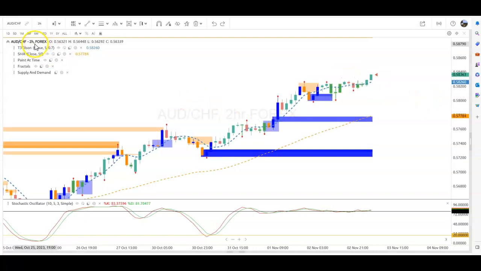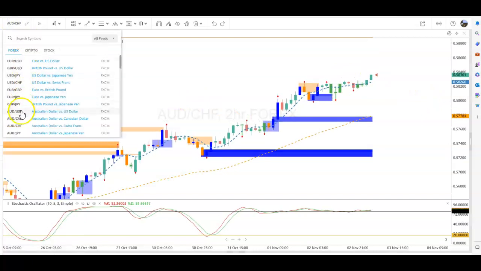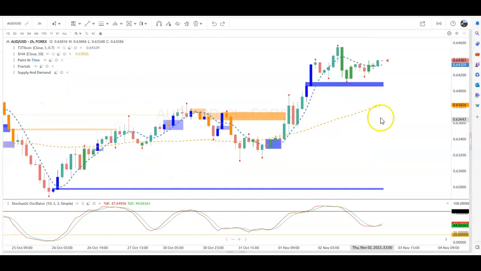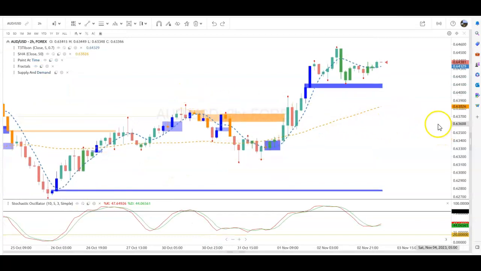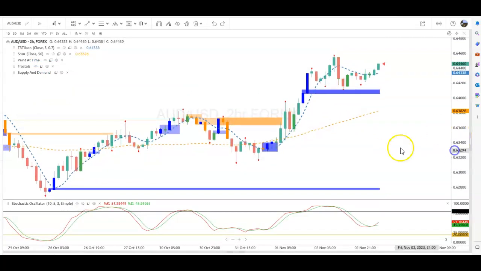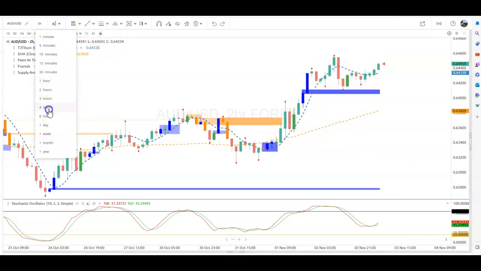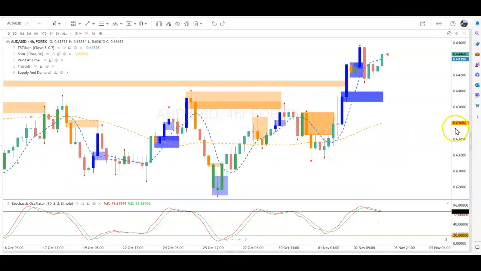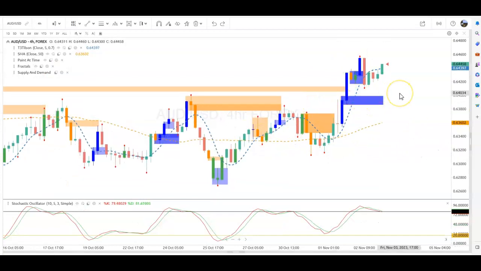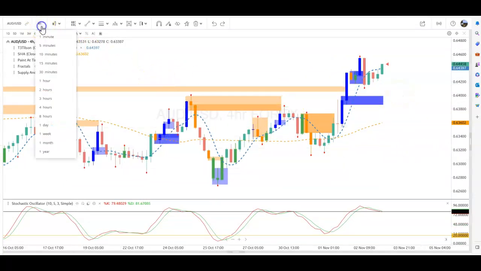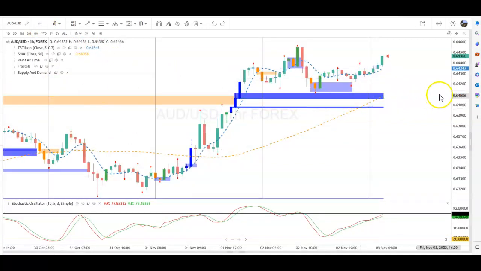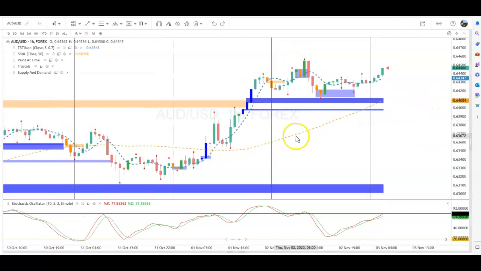The other thing I do is look at different time frames. On a 2-hour chart, the Aussie dollar obviously is in an uptrend. I'll look at a 4-hour chart to see if it's still in an uptrend, and I'll switch over to a 1-hour chart for my entries. Yesterday, the Aussie dollar rallied and came back down.